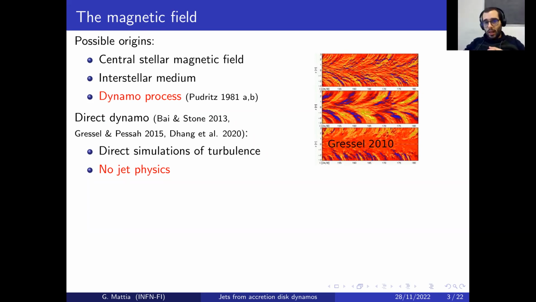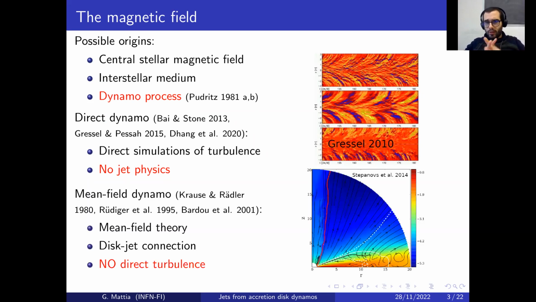And so we can actually have an amplification of the magnetic field, but then we cannot really investigate the properties of the jet. Another approach, which is the one I follow, is the mean field dynamo. So we don't really see the turbulence. We just want to mimic their effects on the large scale. In this way, we can investigate both the disk and the jet in a maybe slightly less consistent way, but without spending the age of the universe in computational time.